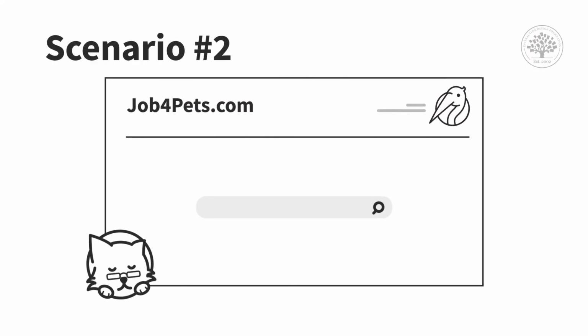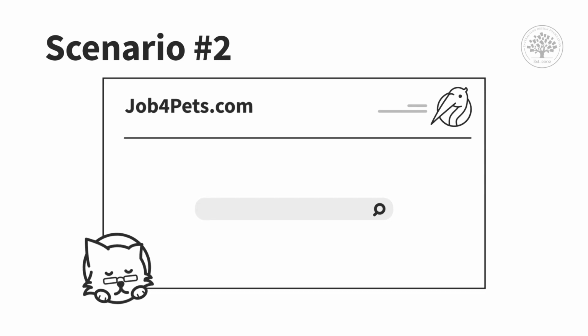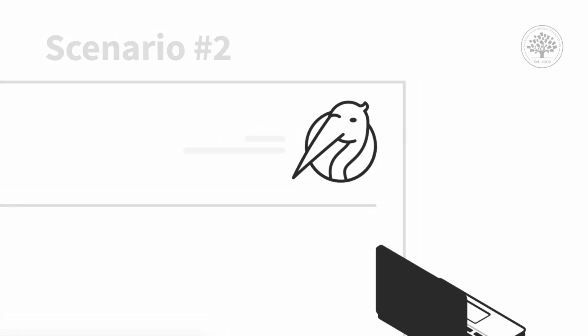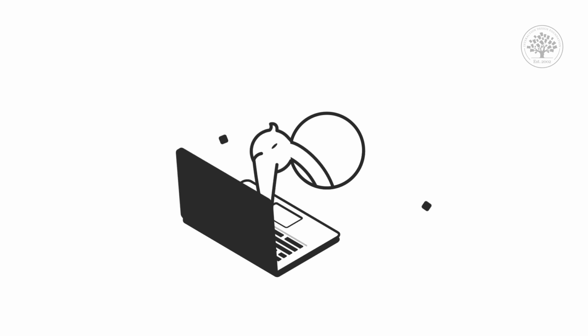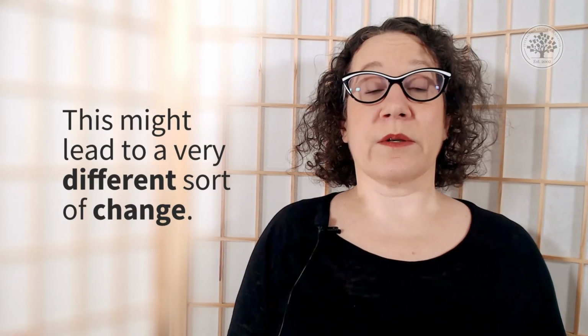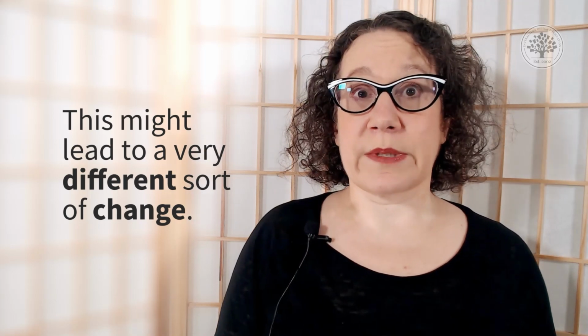Okay, now imagine that you're doing some observational research with your job applicants and you learn that for whatever reason, they really don't have very much access to computers or they're not used to typing on a keyboard. This might lead to a very different sort of change than just searching for jobs in their area. Rather than making a small incremental improvement to a search page, you might have to come up with an entirely different way for candidates to apply for jobs.